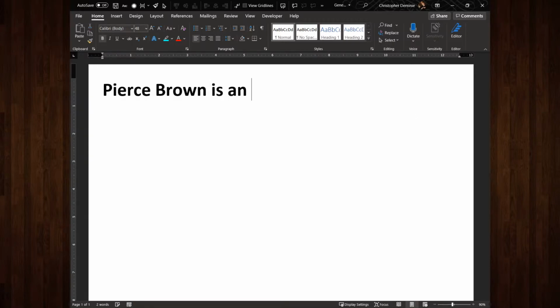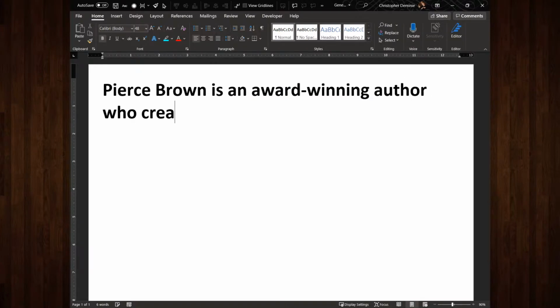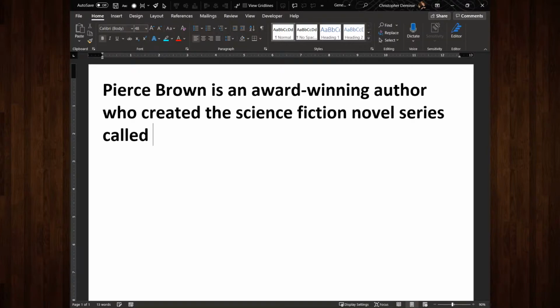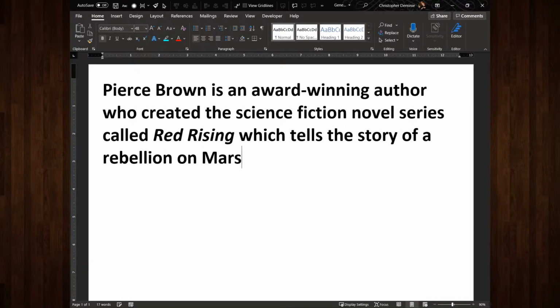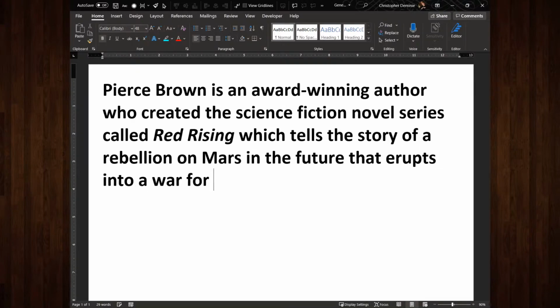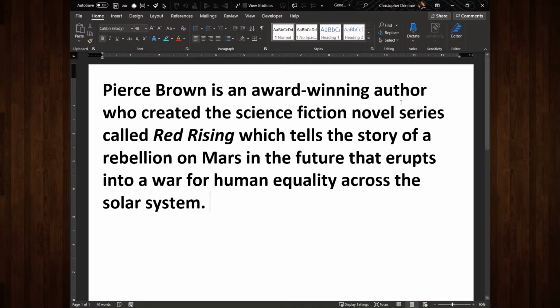Pierce Brown is an award-winning author called Red Rising, which tells the story of a rebellion on Mars in the future that erupts into a war for human rights, or a war for human equality, there you go, across the solar system. All right, good.